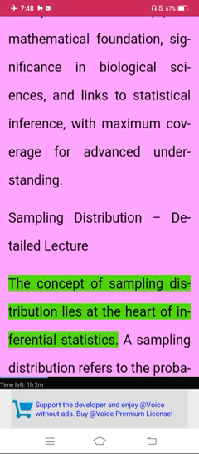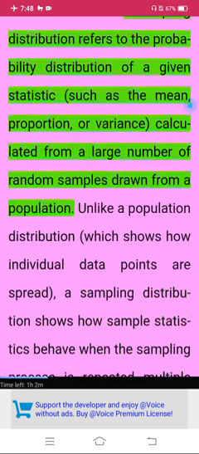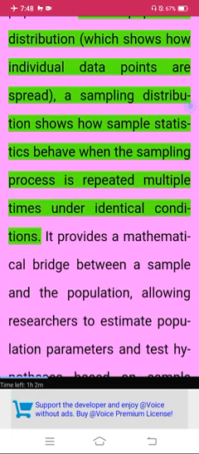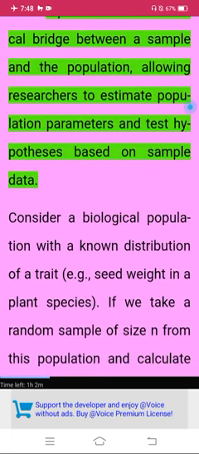The concept of sampling distribution lies at the heart of inferential statistics. A sampling distribution refers to the probability distribution of a given statistic, such as the mean, proportion, or variance, calculated from a large number of random samples drawn from a population. Unlike a population distribution, which shows how individual data points are spread, a sampling distribution shows how sample statistics behave when the sampling process is repeated multiple times under identical conditions. It provides a mathematical bridge between a sample and the population, allowing researchers to estimate population parameters and test hypotheses based on sample data.